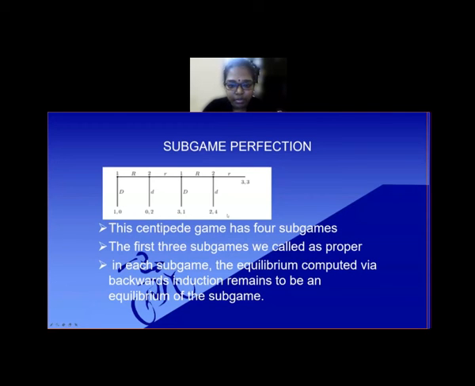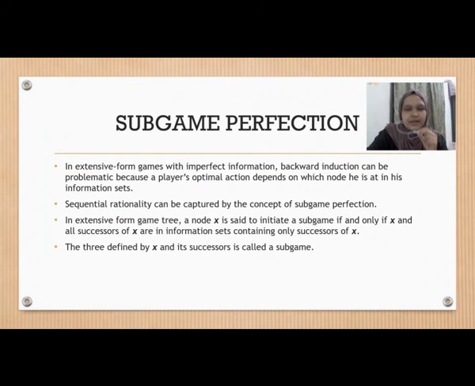In each subgame, the equilibrium computed via backward induction remains an equilibrium of the subgame. I will talk about subgame perfection with imperfect information. In extensive form games with imperfect information, backward induction can be problematic because a player's optimal action depends on which node he is at in his information set. Still, sequential rationality can be captured by the concept of subgame perfection.